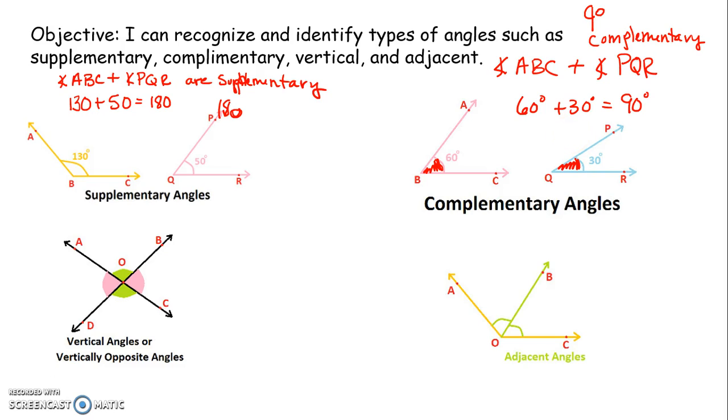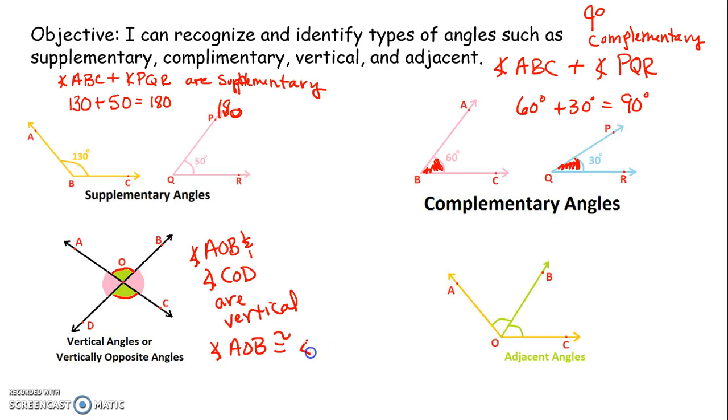You also need to understand about vertical angles. Vertical angles are angles opposite each other when 2 lines intersect. So angle AOB and angle COD are vertical. Vertical angles will have the same measure. So the measure of angle AOB is the same as the measure of angle COD. So those angles are actually congruent. Vertical angles will be congruent.